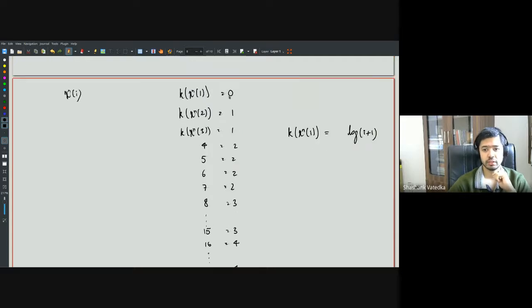Because here xn of 1 is 0, right? So if you put i equal to 1, you should get 0. If you put i equal to 2 or 3, you should get 1. I equal to 4 to 7, you should get 2, and so on. So you're close, it's log of i, with some minus 1 or something. But I want an integer, right?